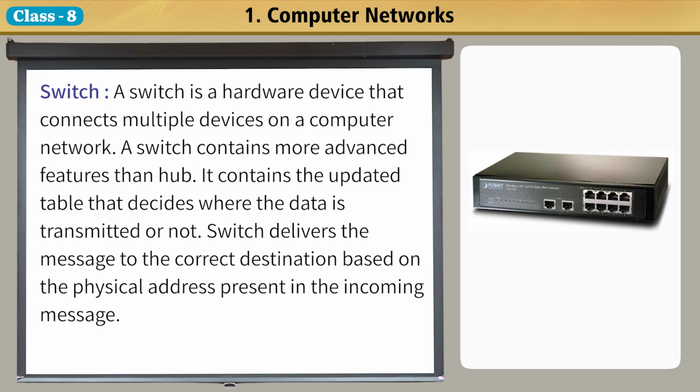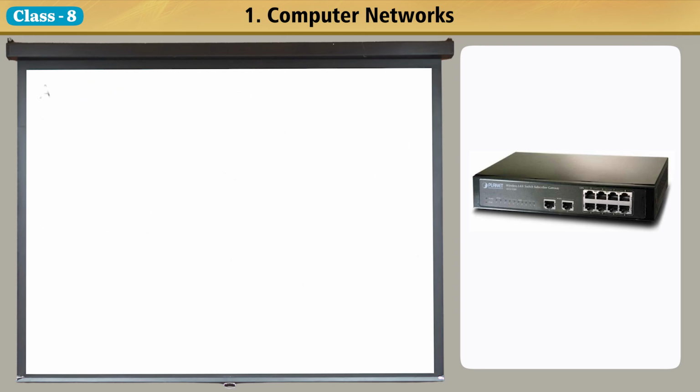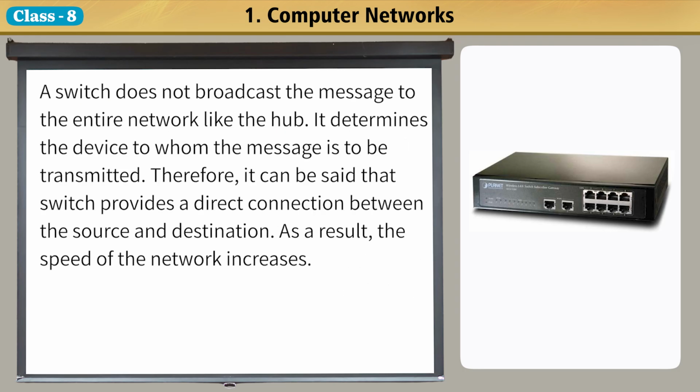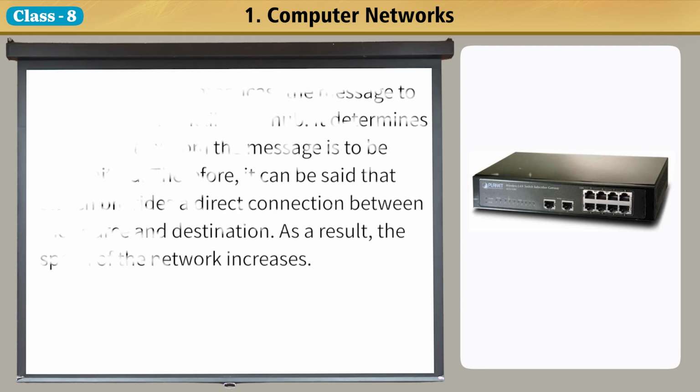Switch delivers the message to the correct destination based on the physical address present in the incoming message. A switch does not broadcast the message to the entire network like the hub. It determines the device to whom the message is to be transmitted. Therefore, it can be said that a switch provides a direct connection between the source and destination. As a result, the speed of the network increases.